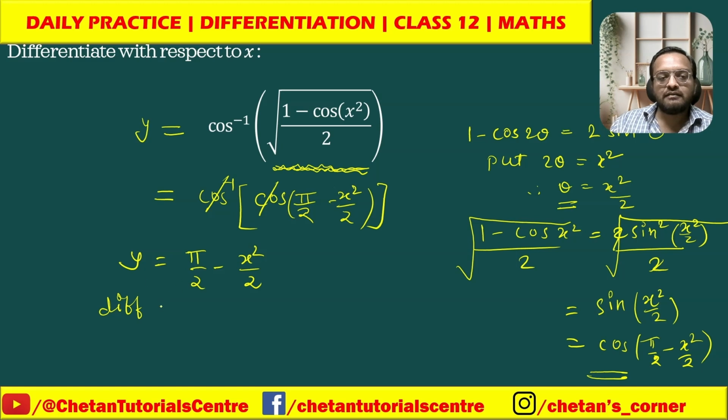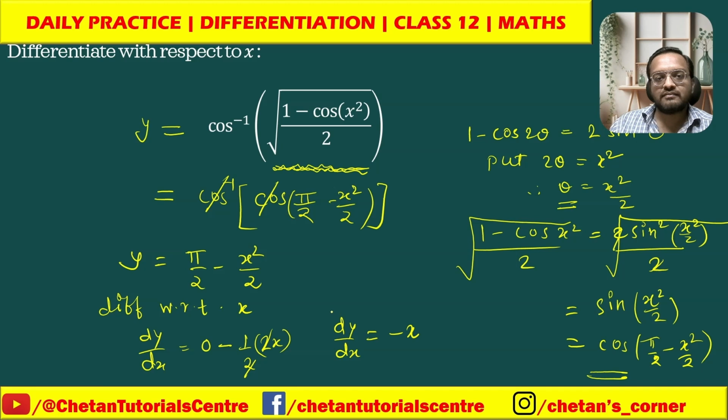I will differentiate it with respect to x. Then what I will get? dy by dx is equal to derivative of pi by 2 will be 0, minus 1 upon 2. Derivative of x square will be 2x. So this 2 will get cancelled and I will be left with dy by dx is equal to minus x, which is our final answer.